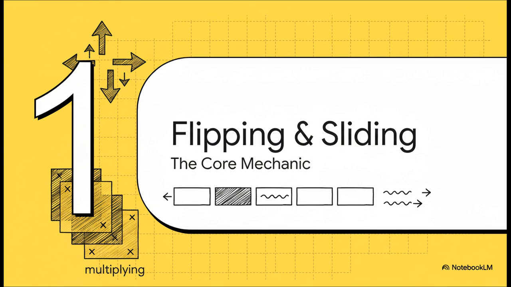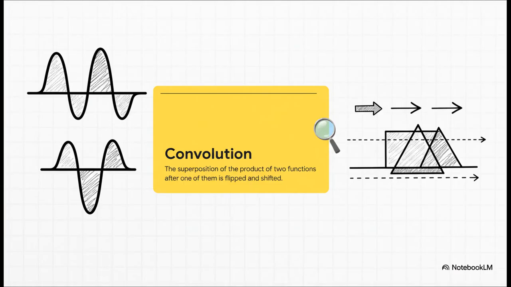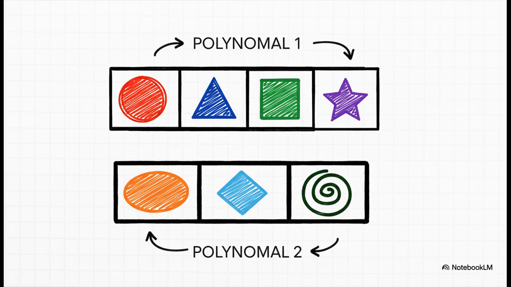Let's break that down. Okay, so here's the formal definition. And I know, it might sound a bit dense at first, but the key phrase is right there in the middle: flipped and shifted. You basically take two functions, you reverse one of them, and then you just slide it across the other, measuring how much they overlap at every single step. So, how does this actually work in practice? Well, let's take a really simple example: multiplying polynomials. We could just think of them as their coefficients, right? So here we have two sequences of numbers, one for each polynomial.